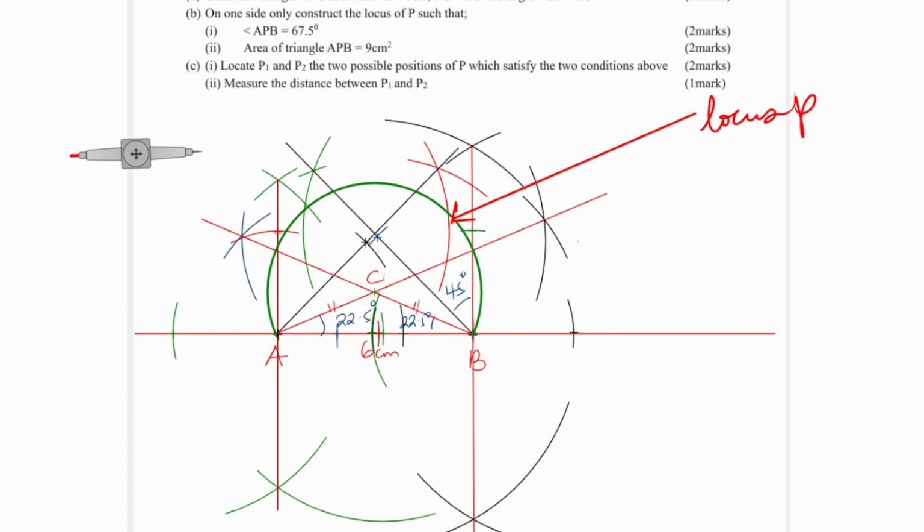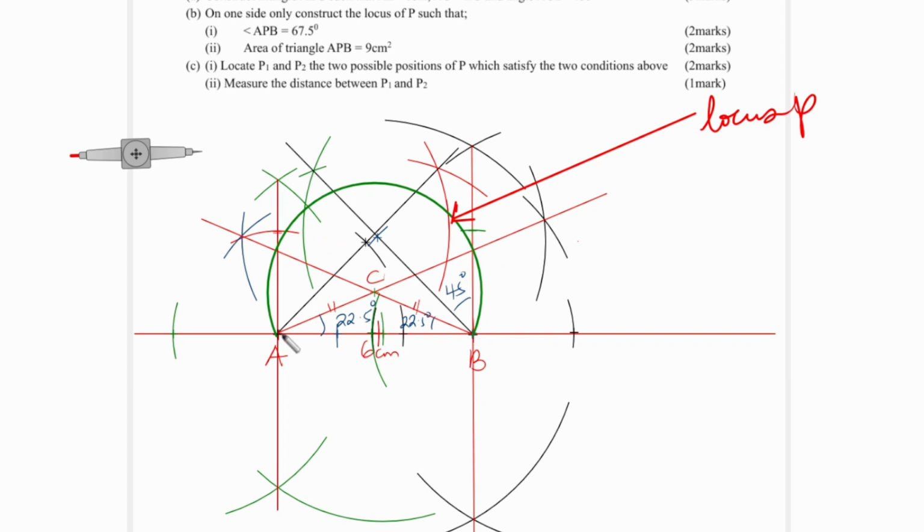So we have angle APB. So any angle that is going to be made from A to the circumference, then to B, will be 67.5. So the locus of P will be anywhere located on that part of the circumference. Now part 2, the area of triangle APB is equal to 9 centimeters squared. APB, already we have located P to be anywhere along this arc here. So now we need to have a triangle.